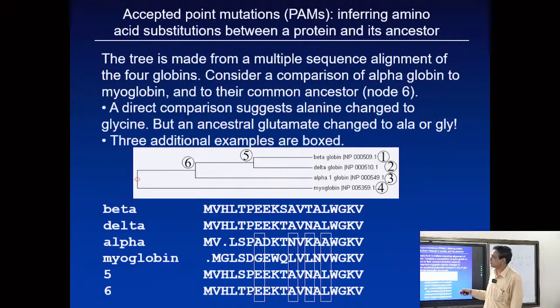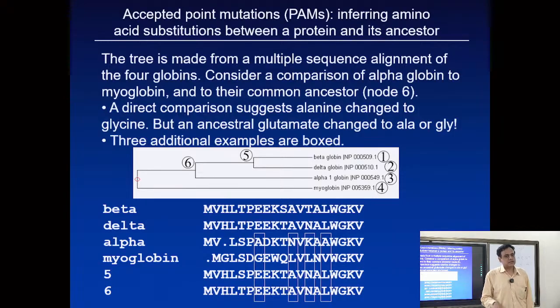So let's look at the beta globin and delta globin sequence. Can you see a position that is a mismatch? Which position is the mismatch? This one, right? S aligned to T. Can you see this? S aligned to T.